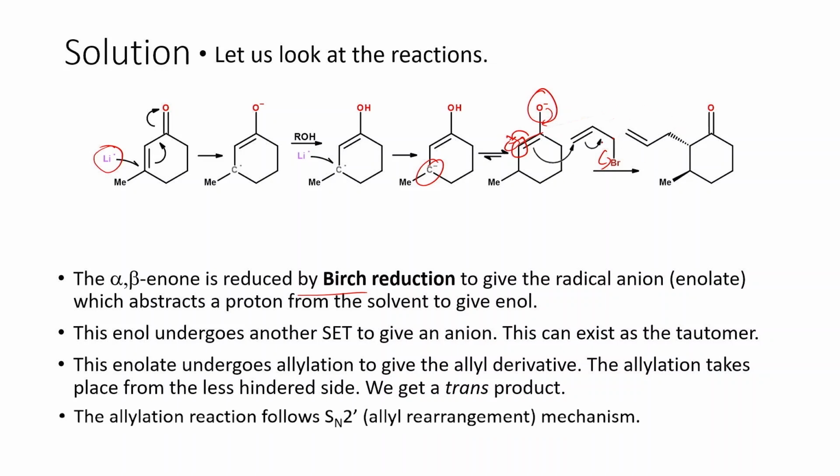So now how will the allylation take place? Because of the presence of a methyl group, if it is projected above the plane, that plane is hindered for the attack in this particular reaction, because bromine is a very big atom. So the attack has to take place from the bottom side, and we end up with a trans stereochemistry between these two carbon atoms.